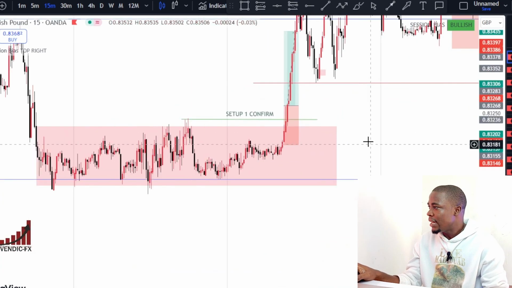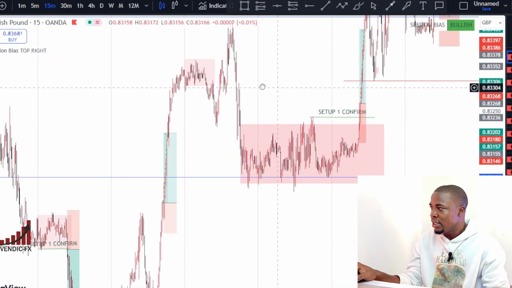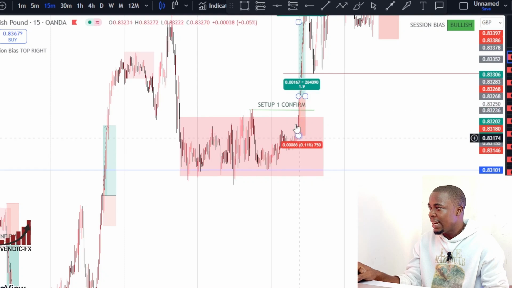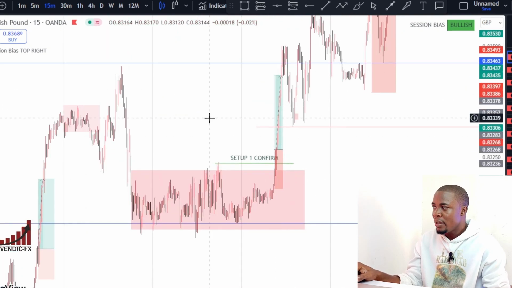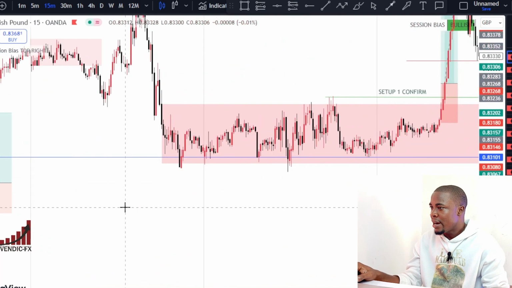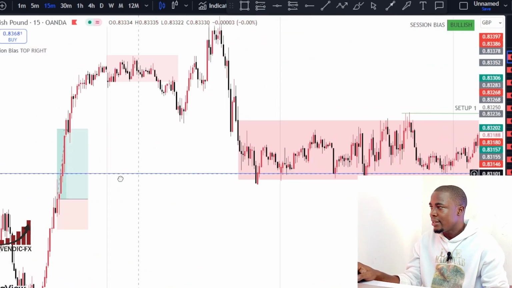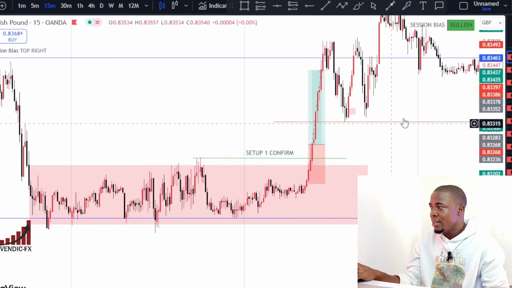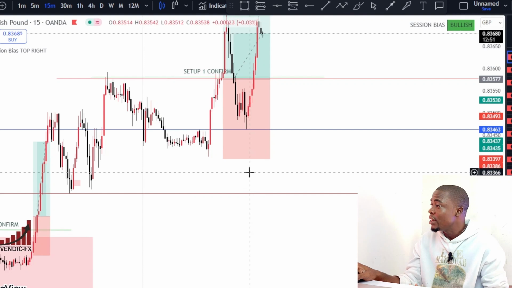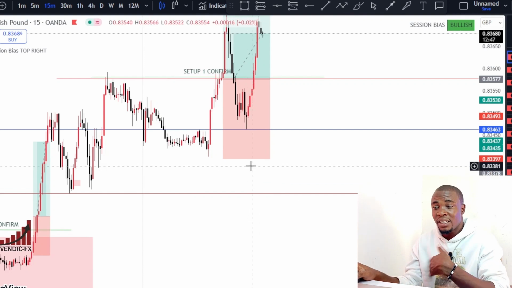So if you look at this day, my bias was bullish. I got a setup one in line with my trend. I get into the trade. You see, clean TP. The same thing here. Clean TP. All right, that's it. Imagine having a straight 3 TP on a range. This will increase your count by 6% or something.